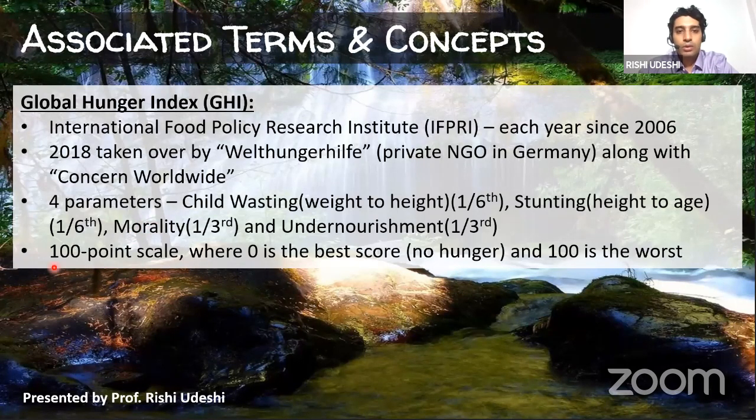Anyways, remember this is a 100-point scale. 0 is the best score, which is considered no hunger, and 100 is the worst, which is said to be everyone is under hunger. No one is well fed. These are extremes. No country is at that extreme. Every country lies in the band between 0 and 100. Developed countries are closer to 0. The underdeveloped countries are closer to 100.